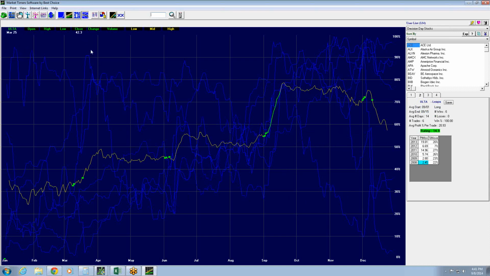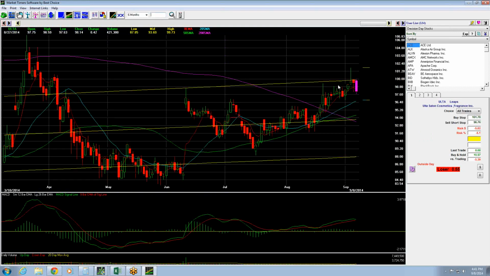I chose the October 105s, which would bring it right back up to its last high right in this area here. It had good earnings here and it popped real strong.